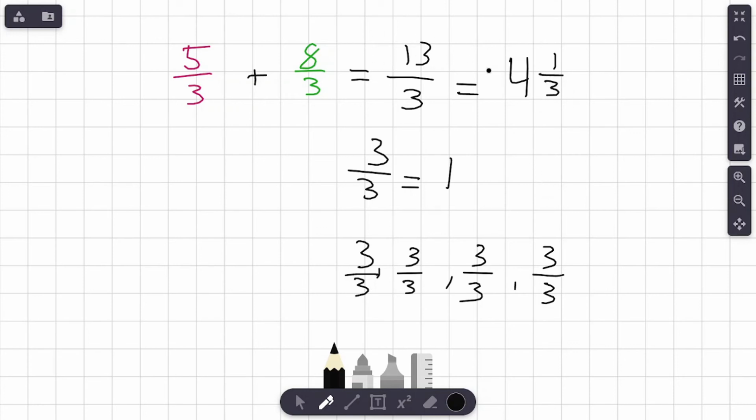So both of these answers are correct. 13/3 is the answer in improper fraction. And then in our mixed number form, the answer would be 4 and 1/3.